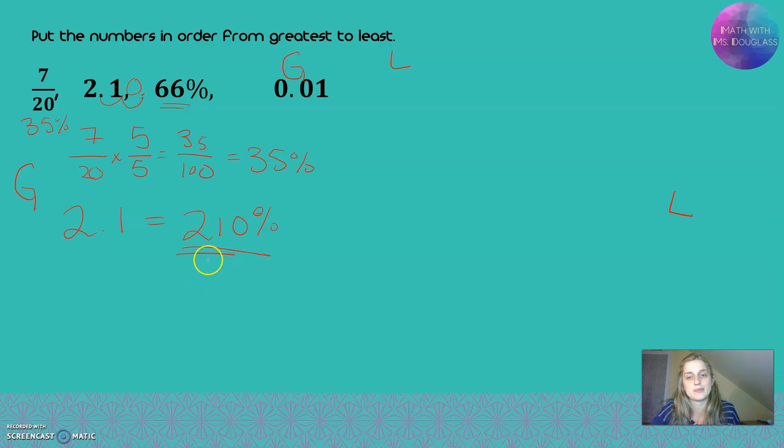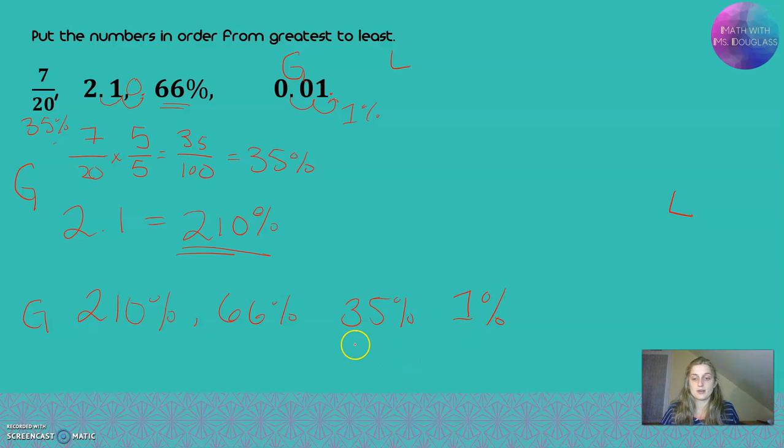That's looking pretty big to me. Last number, I'm going to take my decimal, I'm going to move it 1, 2 spaces to the right, put it right there. That is 1%. I'm going to go back and rewrite my greatest. I've got 35%, I've got 210%, 66, and 1. 210% is absolutely bigger than that. Followed by 66%, then 35%, then 1%.